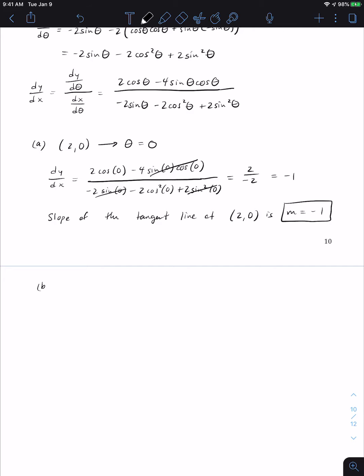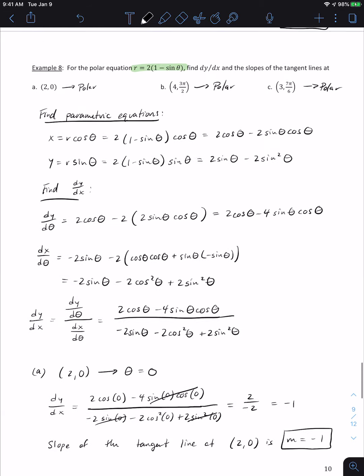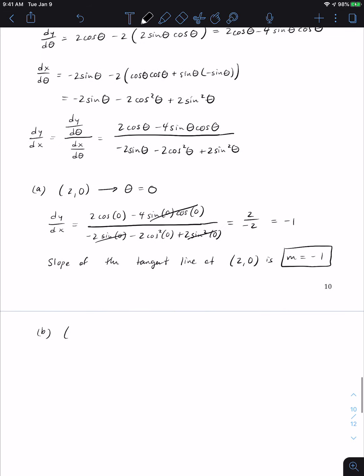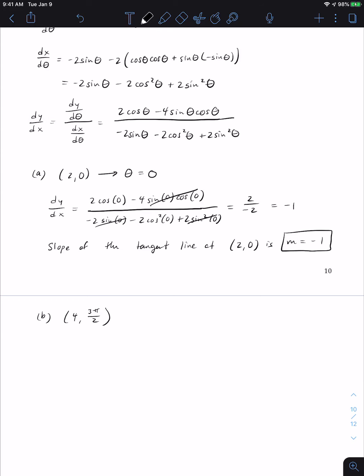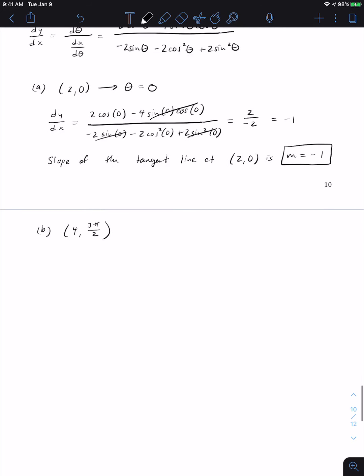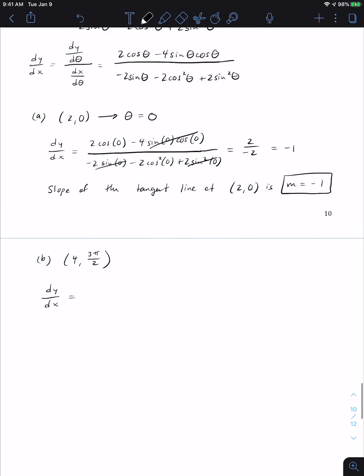Right? So now let's do the next one. B equals 4, 3 pi over 2. Again, I want to find the derivative here, so dy over dx. Theta is just that second coordinate, 3 pi over 2. Remember, that's just down here. That's going to be easy for us to plug in numbers.